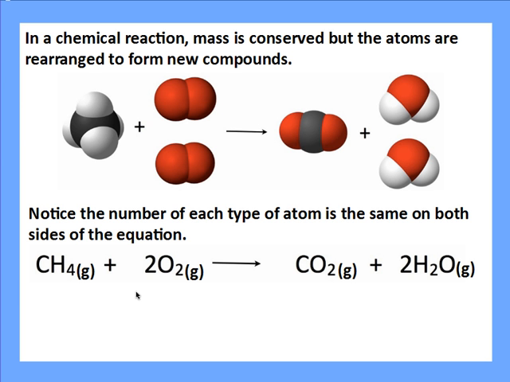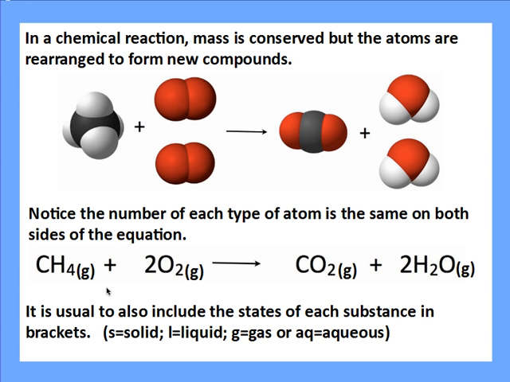So we need to show the representation in letters. We don't normally draw diagrams. You can if you want for a start, but you need to be able to show this using letters. We've got 1 carbon and 4 hydrogens in methane, and it's a gas, so we put this symbol G in brackets. It is usual to include the states of each substance in brackets in an equation. It's not essential for level 2, but it is good practice to do so, so I would encourage you to put states in all of your balanced equations.